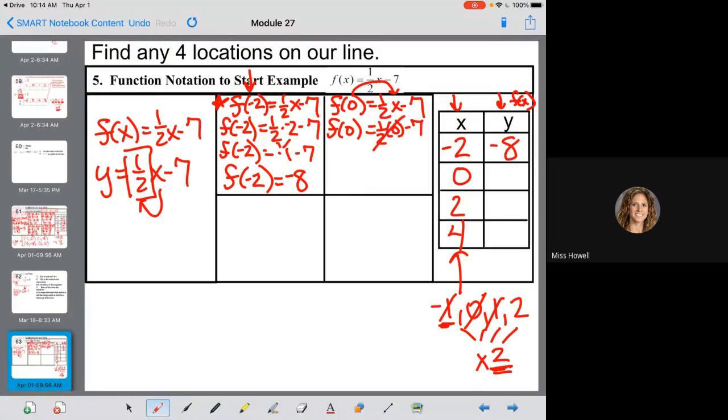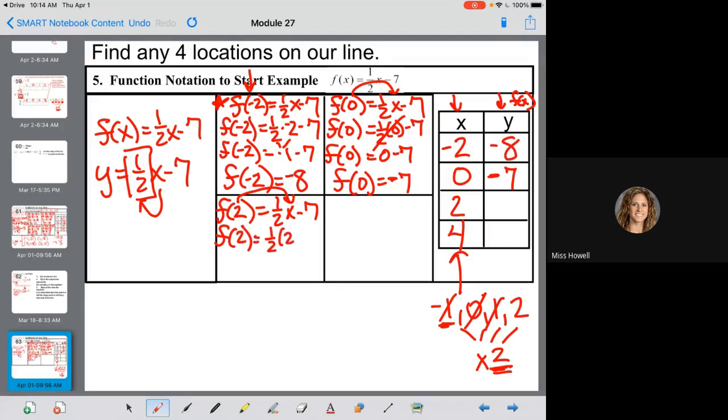All right, 1/2 times 0 is just 0. So 0 minus 7 would give us a -7. So when our x value is 0, the f of x value or the y value or the output value is a -7. All right, let's do our f of 2. What's the value of this function when x is 2 is our question there. All right, so this 2 is going in for x is what that means. So f of 2 equals 1/2 times 2 minus 7.